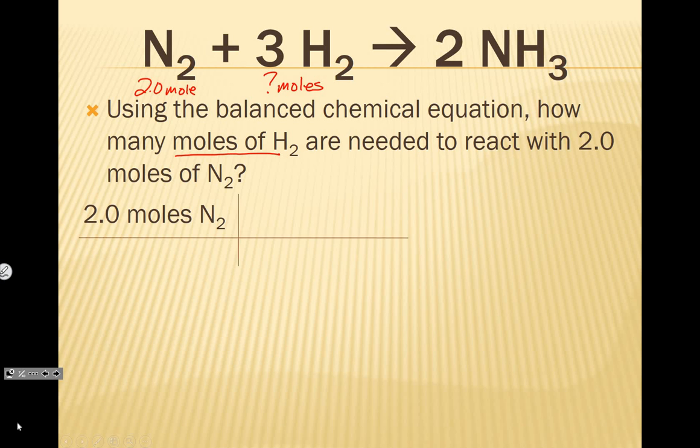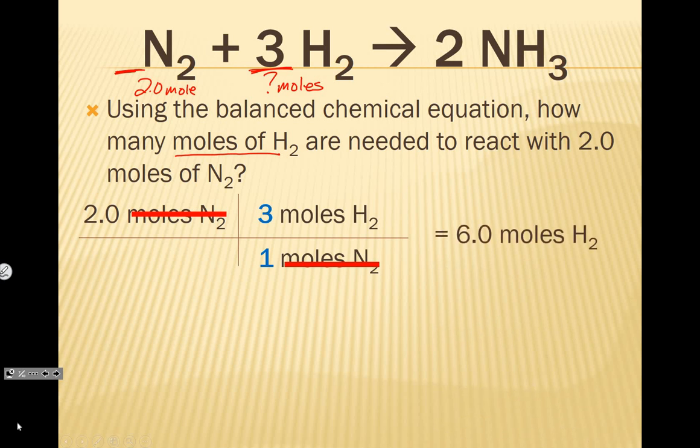I'm going to set up my factor label like before. I want to get rid of 2 moles. So this is where I look at the ratio I used to balance the equation. In front of nitrogen is a 1, so I put 1 mole of nitrogen on the bottom. In front of the hydrogen, which I want to get to, there's a 3, so I put that 3 moles on the top. My moles of nitrogen cancel out. Now, because they cancel out, I'm able to just multiply through and find out that there are 6 moles of hydrogen needed. Very simple, easy math, right?